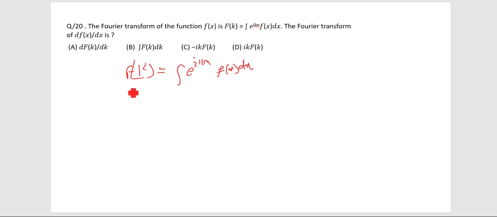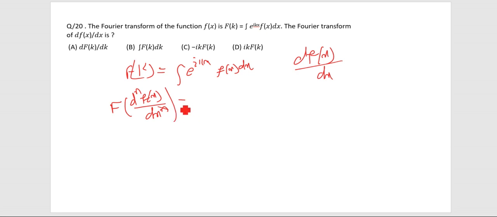This is the function, and we have to find the Fourier derivative of the function. We have one formula: the Fourier transformation of the nth derivative of the function, d^n f(x) by dx^n, is given by (minus i k) to the power n into the Fourier transformation of f(x).